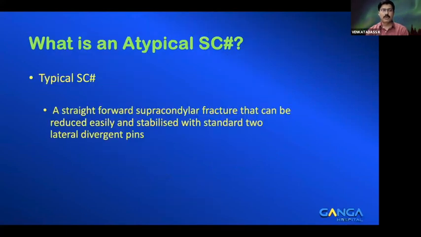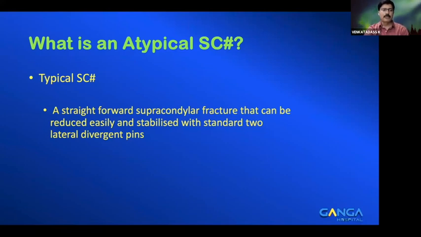So to understand how we are going to manage atypical supracondylar fractures, it is important to know what we mean exactly by atypical supracondylar fractures. There is no textbook definition, or literature which describes these are all the fractures which are atypical. So what I've done is, if you leave out all the typical supracondylar fractures, the rest all form a group called atypical supracondylar. So what is a typical supracondylar fracture?